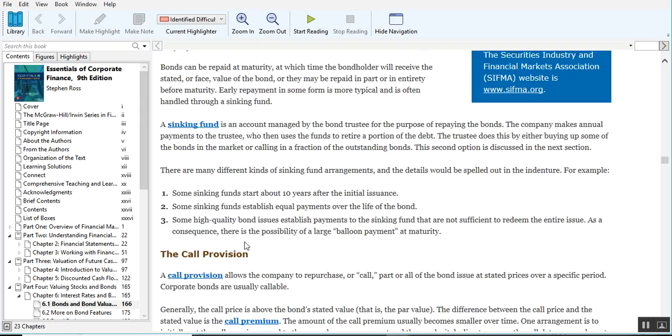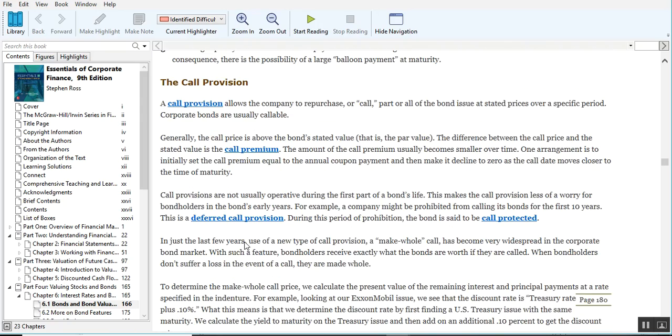it comes due. A call provision allows the corporation, the issuer, to call the bonds in at any given time. Typically, there's a call premium attached, so if the bond issuer wants to pay the debt off, they can, but there's usually a premium that they have to pay to the owners of the bonds. And basically what they say here, one arrangement is to set the call premium equal to the annual coupon payment and then make it decline to zero as the call date moves closer to the time of maturity.